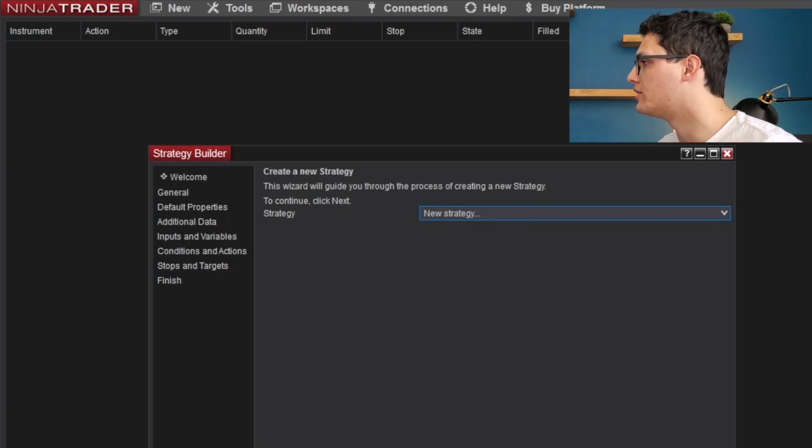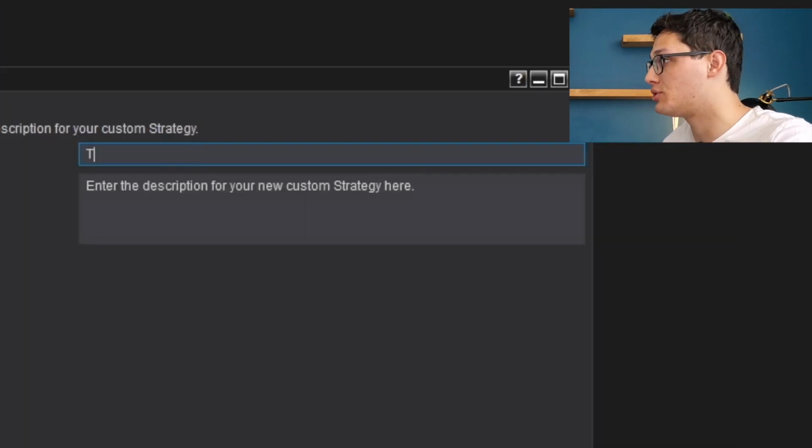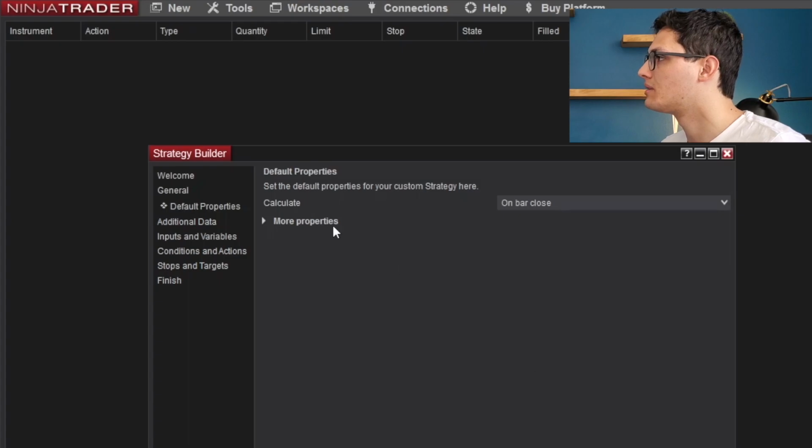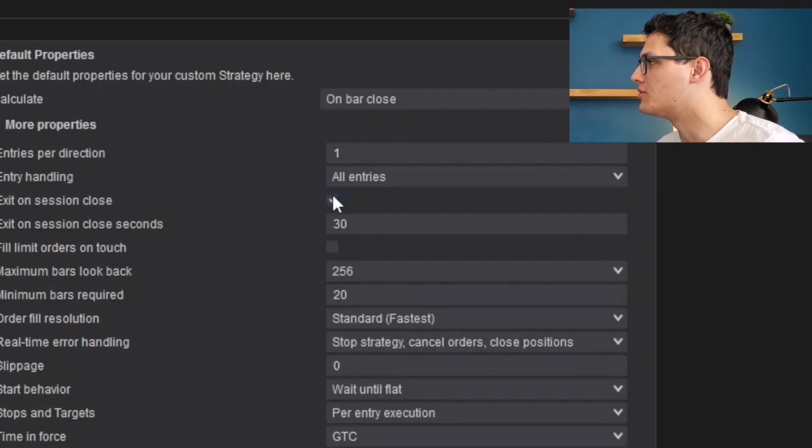And I'm just going to do something really simple. So we go into Strategy Builder, I'll create a new strategy. I'm going to call this To the Moon. We can do it on bar close. We don't want to exit the session. Everything else we can leave as default.